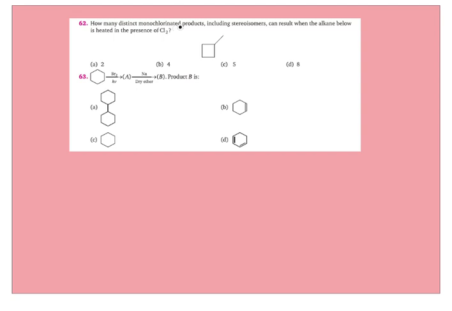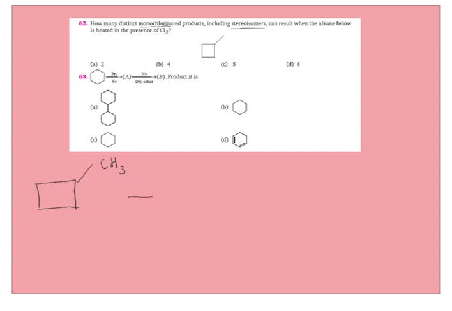How many distinct monochlorinated products, including stereoisomers, can result when the alkane below is heated in presence of chlorine? By now, you know what is monochlorination. A monochlorination reaction is when a hydrogen is replaced by halogen. Now the question is how many stereoisomers will be formed along with the other products in the given reaction.